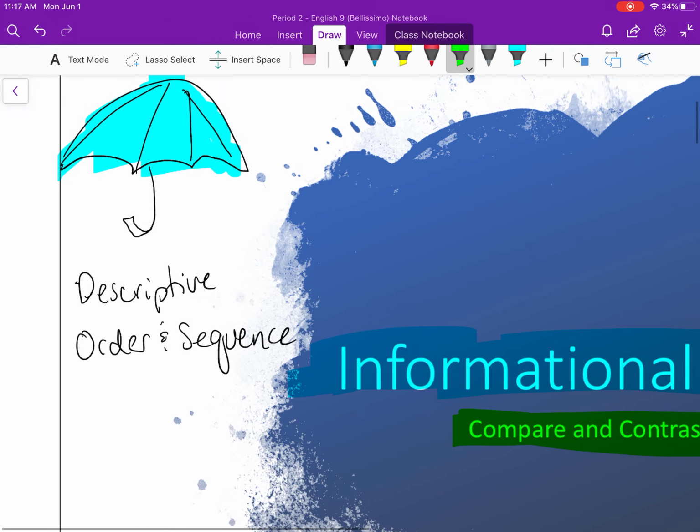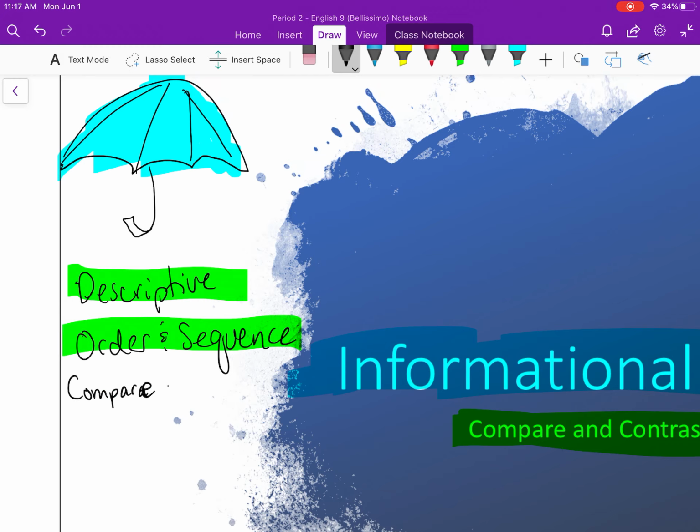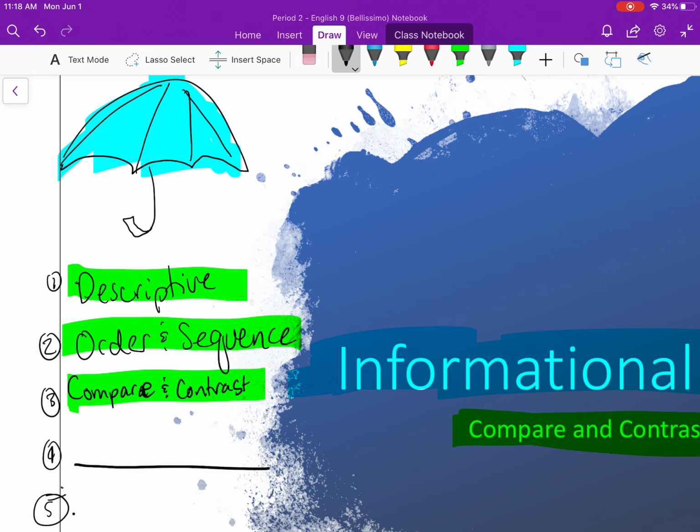And so there's all these different types. Descriptive is something we've gone over, order and sequence is something we've gone over, and we're going to look at this idea of compare and contrast. Okay, there are about 5 different text structures in total in terms of this type of writing. We've gone over 3 of them, and then hopefully we'll be able to make it to all of them before we're ending, and we'll go over these ones later, but these are the ones that we focused on right now.